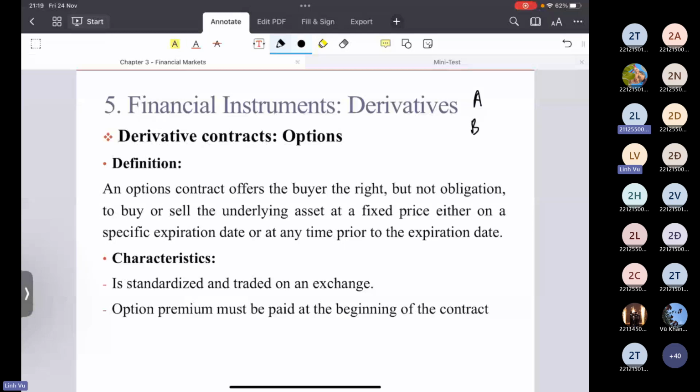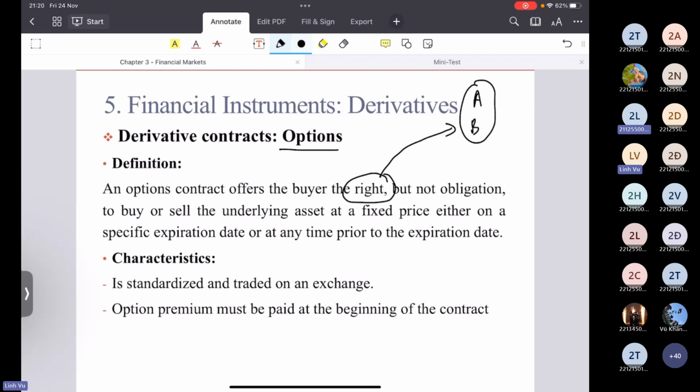But if these two parties decide to participate in an option contract, then it will not be their responsibility to execute the contract, but they will have the right. They will have the right to execute the contract or not. So if the market situation is beneficial for them, then they will decide to execute the contract. But if the market situation is not beneficial to them, they can decide not to execute the contract. So it is the right of the participant.